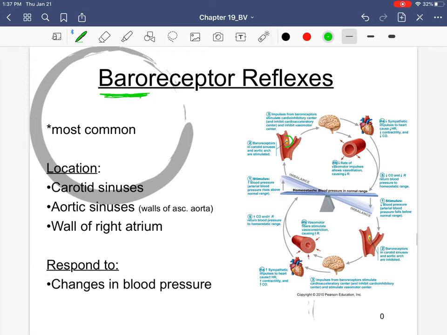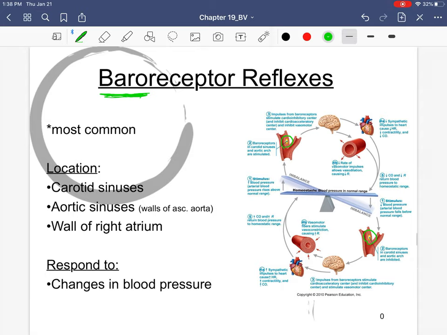All right, so when we talk about baroreceptor reflexes, baro means pressure. So this tells us right away that we're helping to regulate blood pressure by relying on these baroreceptors. So these little yellow doodads are trying to represent baroreceptors. These are specialized nerve endings that are sensitive to changes in pressure. Okay, so these are specialized receptors, as the name suggests, baroreceptor. They're specialized receptors that sense changes in pressure.